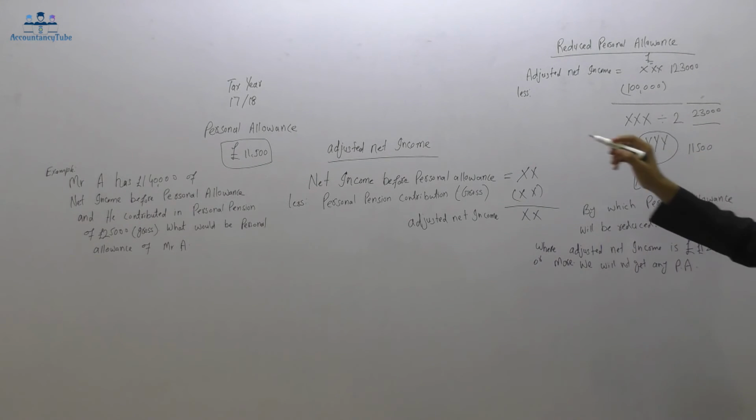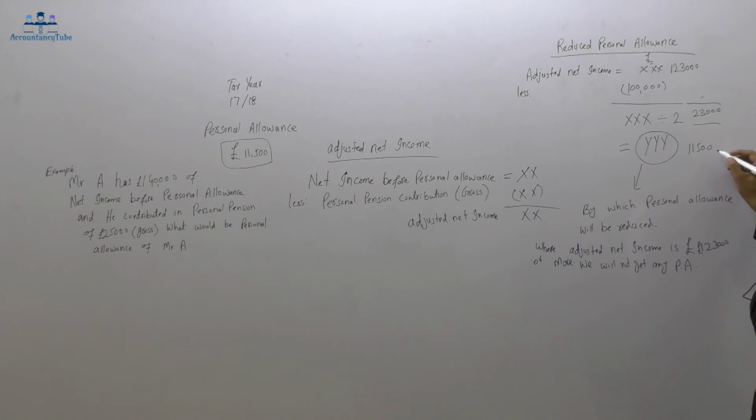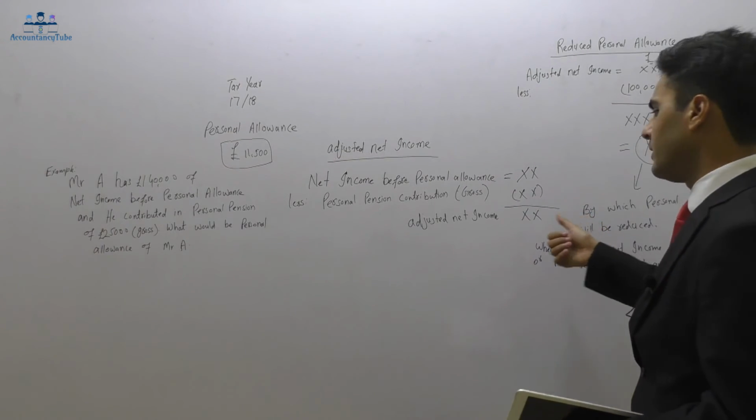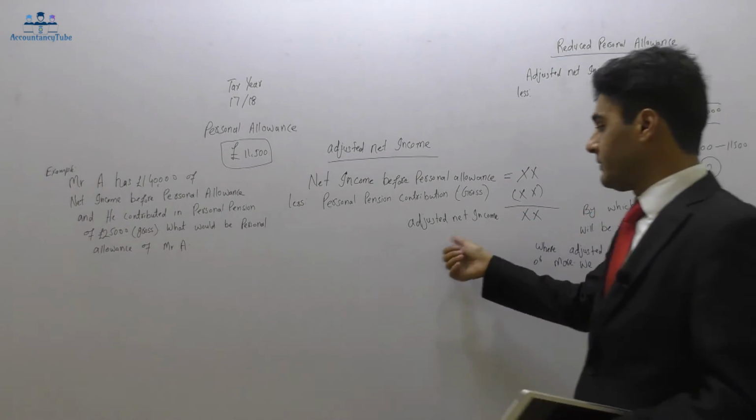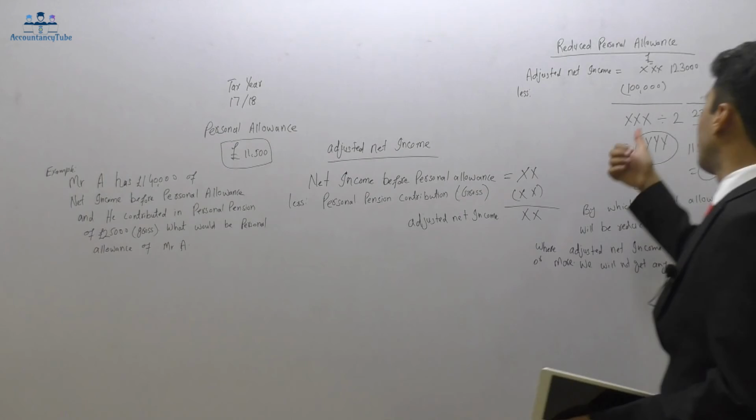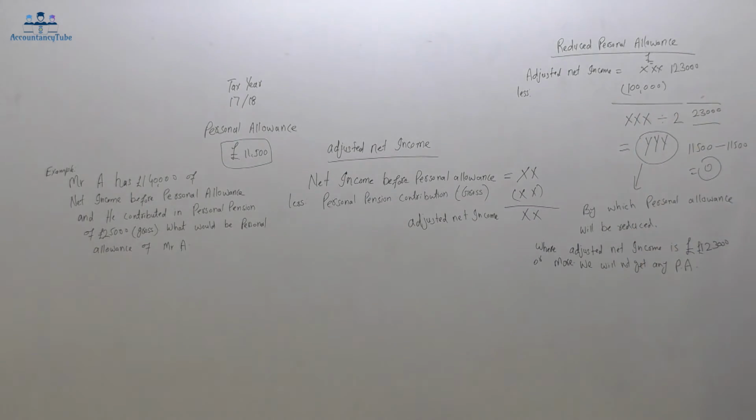So how much is our personal allowance? Our personal allowance is 11,500 pounds. So 11,500 minus 11,500, that is 0. So you will not get any personal allowance at all. So if you have over 123,000 pounds of adjusted net income, not net income, adjusted net income, then you will not get any personal allowance at all. Now I hope you have cleared the concept. Could you please do that example for me? Just pause the video and do that example for me, please.